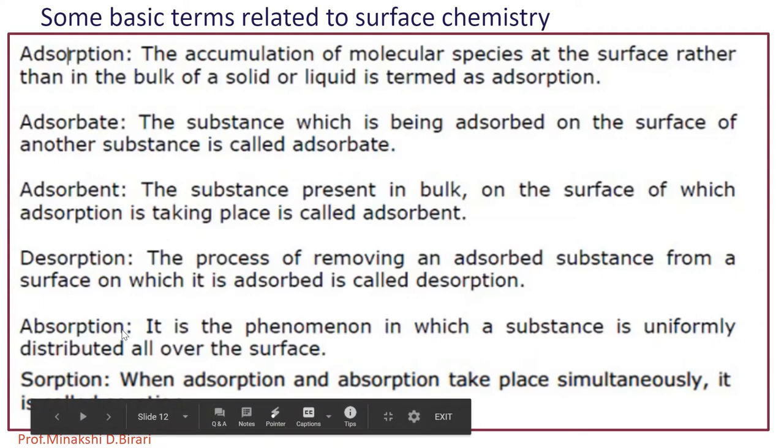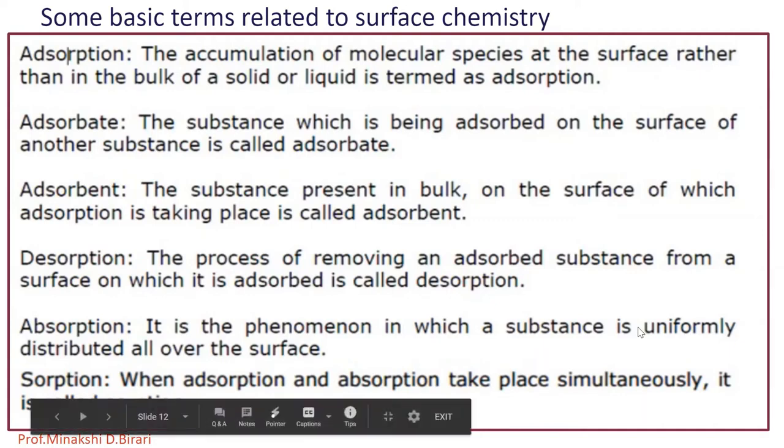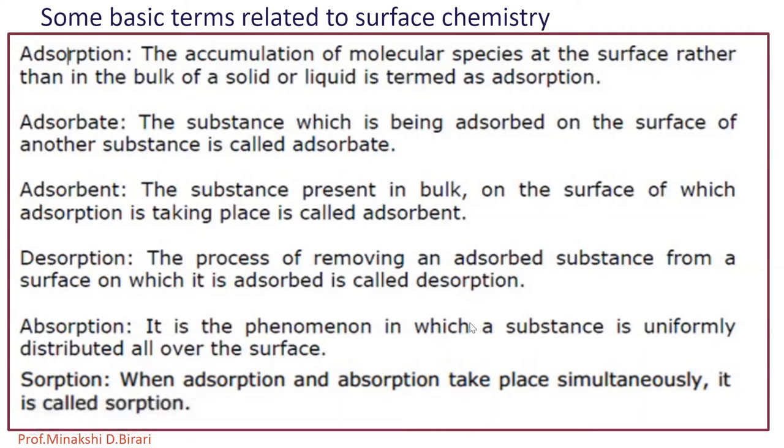Then absorption: it is the phenomenon in which a substance is uniformly distributed all over the surface. Already I have explained the difference between adsorption and absorption. Another term, sorption: when adsorption and absorption take place simultaneously, it is called sorption. So we should remember these basic terms related to surface chemistry: adsorption, adsorbate, adsorbent, desorption, absorption and also sorption.